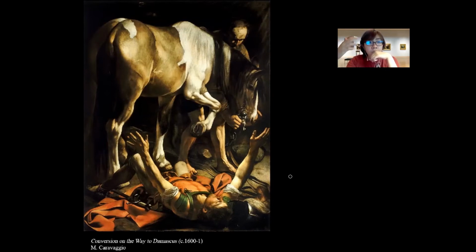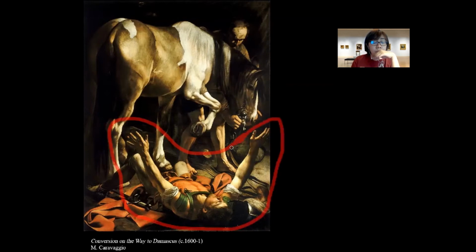Until one day when he was on the way to Damascus, and he was riding his horse together with some other men on his way to Damascus to persecute more Christians, kapag binasa niyo furthermore yung Acts. And then suddenly a light flashes upon him and he fell off the ground, and this is what the painting is about.